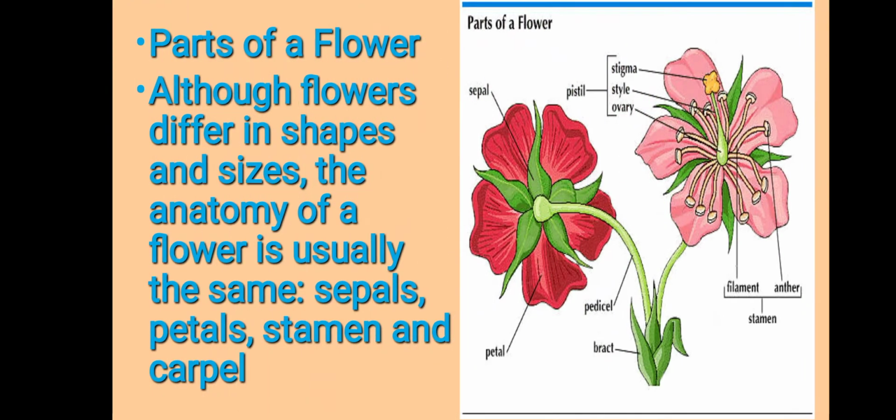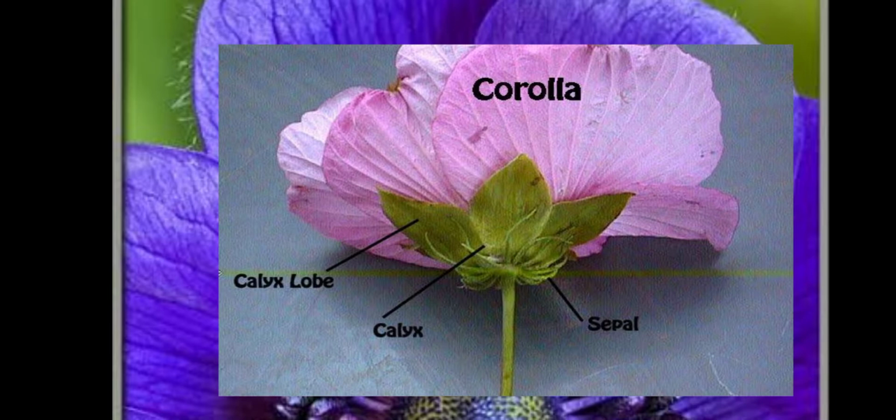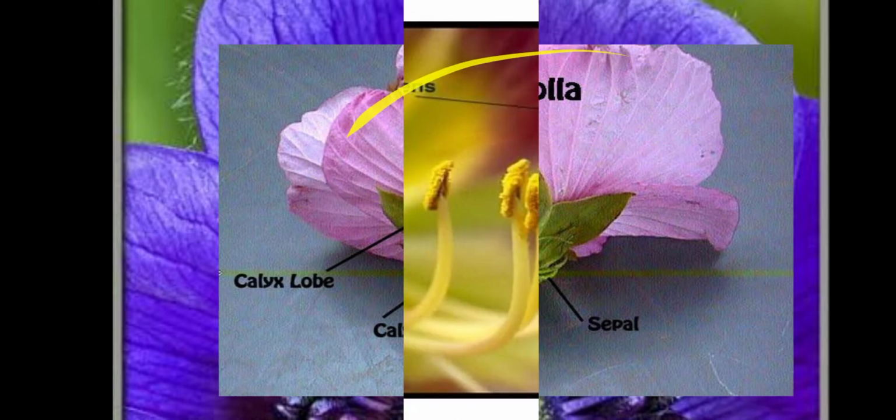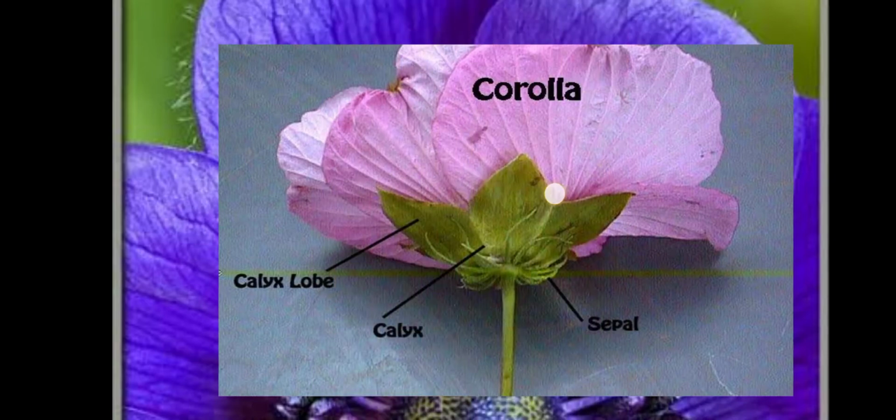First, we have the calyx, the green portion, or sepal. Another name for this is sepal. Then we have the corolla, the colored one, or the petals. This one is the sepal. This portion is the sepal or calyx, and this one is the corolla or petals.